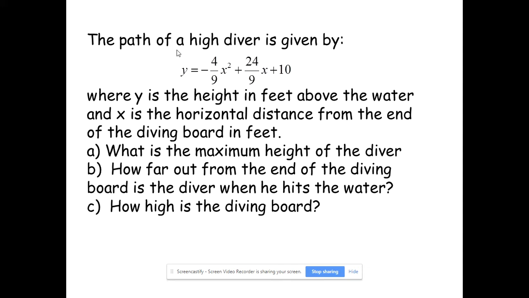So A says, what is the maximum height of the diver? Well, if they want the maximum height, height is your y value, and if they want the maximum, it would have to be the vertex. So A is asking you really for the y value of the vertex. How far out from the end of the diving board is the diver when he hits the water? Well, if he's hitting the water, then that's going to be your x-intercept. And part C says, how high is the diving board? Well, that's his starting point, so that would be your y-intercept.